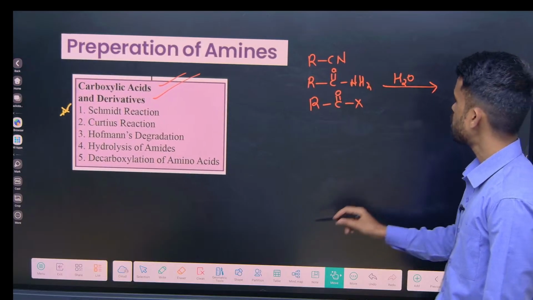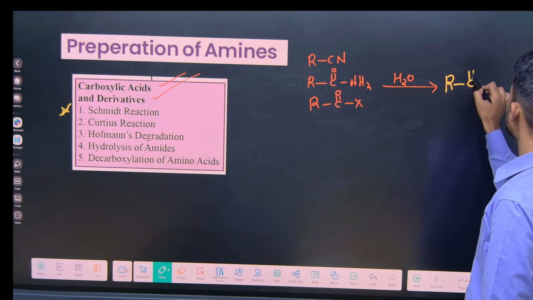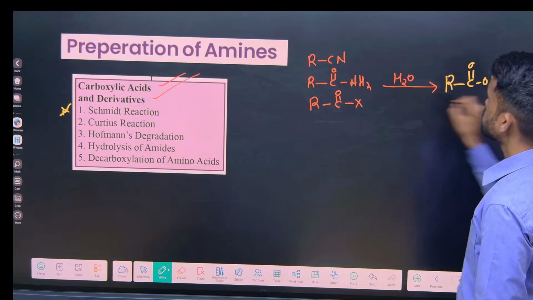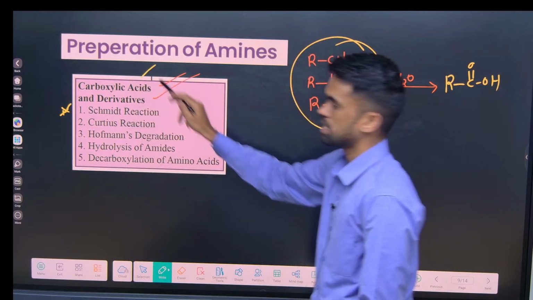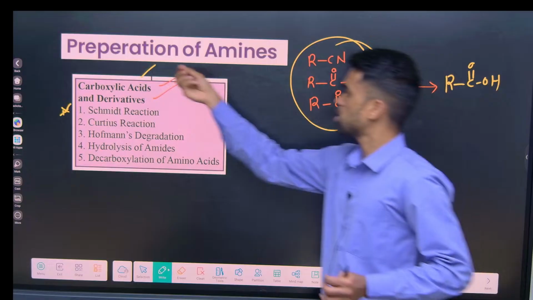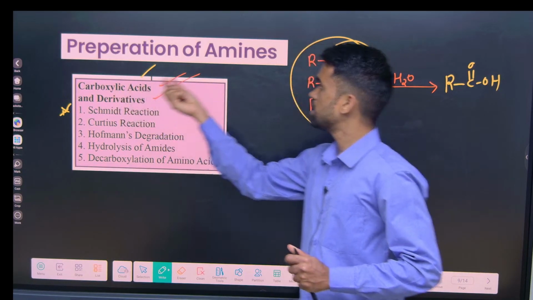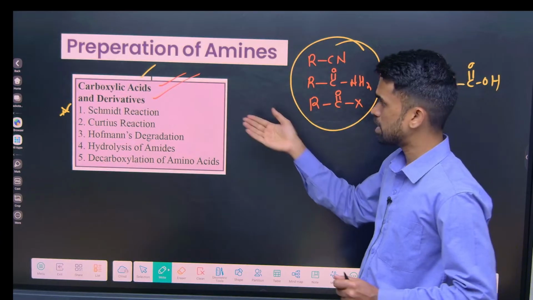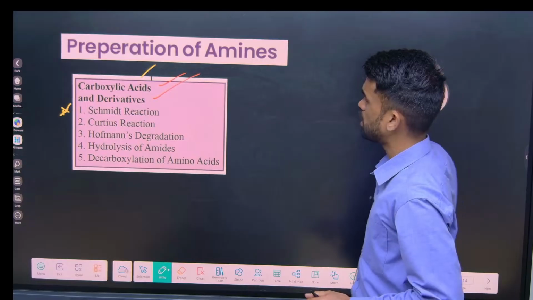The product formed here will be carboxylic acid. So that's why all these are considered to be derivatives of carboxylic acid. That's why carboxylic acids and their derivatives can be converted into amines. That is what we are going to study now. One by one we will be looking.